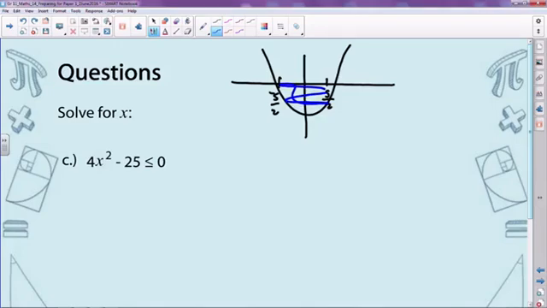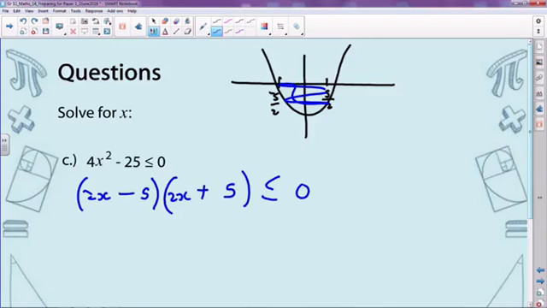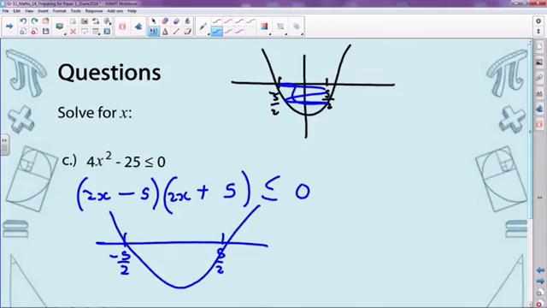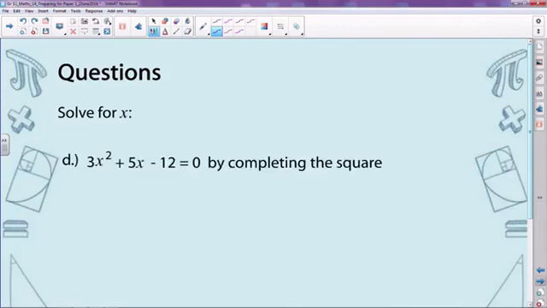Now, how do you do it algebraically? You've got to factorize the difference of two squares. You've got 2x, 5, and then 5, minus and plus. Your critical values are minus 5 over 2, and then positive 5 over 2. Your rough parabola sketch, and then less than, so below the graph. So therefore, your x is between minus 5 over 2 and 5 over 2, including. Okay? Right. Now, let's see the next part.